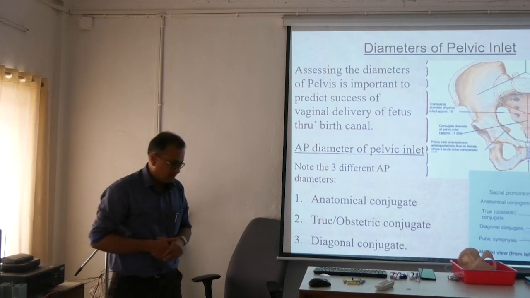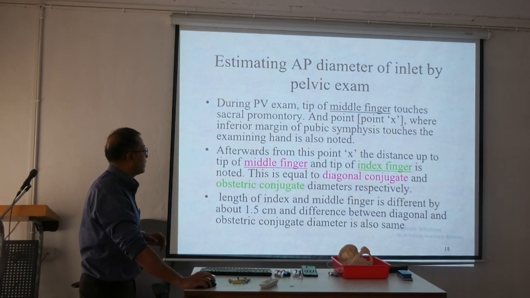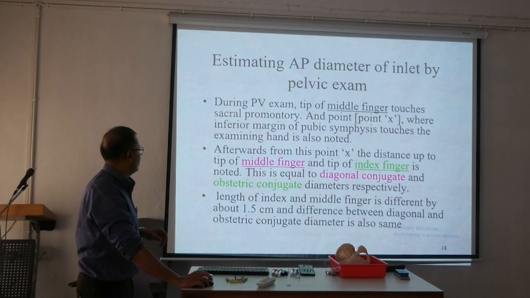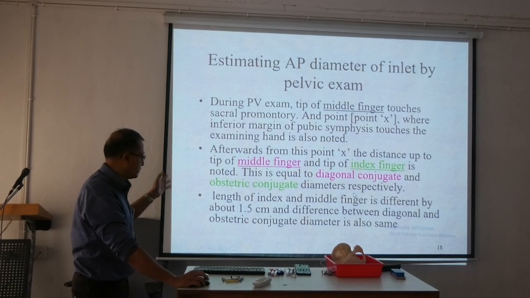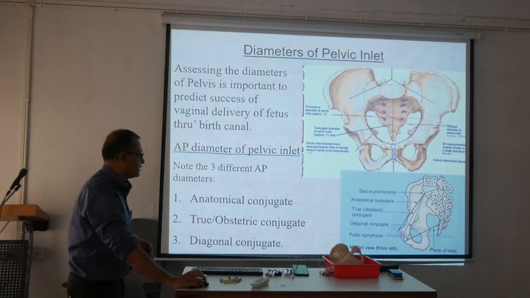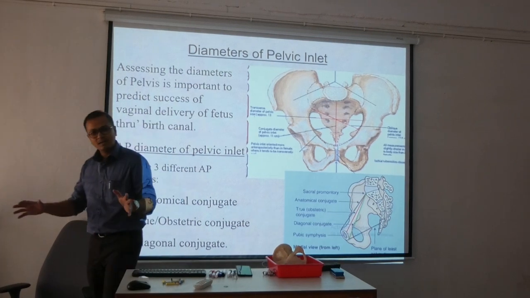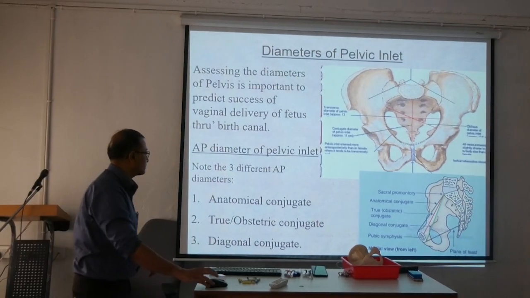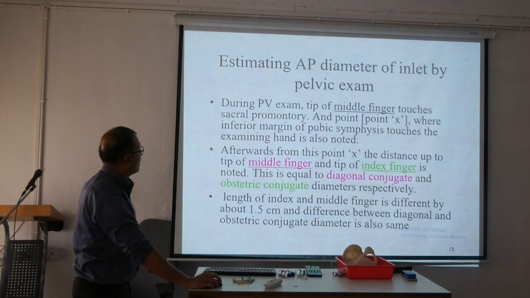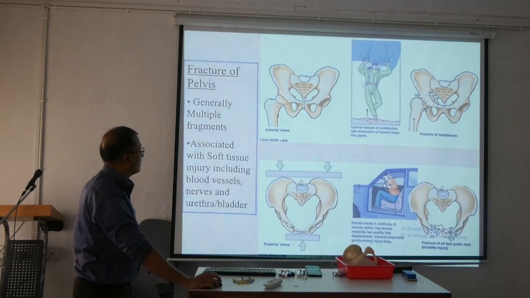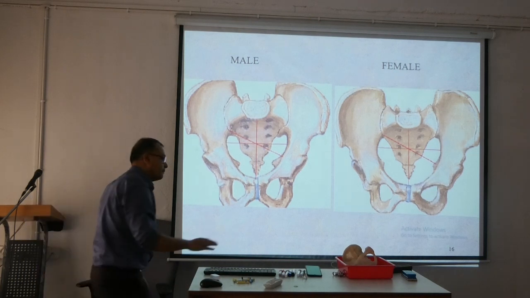Clear? So 9.5 is the catch in getting through these different landmarks. And the objectivity of this is this point. So 1.5 is subtracted from the diagonal conjugate, and we get this obstetric conjugate. And the obstetric conjugate is also known as the true conjugate. And conjugate is nothing but the diameters whenever you take it. Alright? So this is about these anatomical landmarks and the diameters of these entities. Good? Okay?